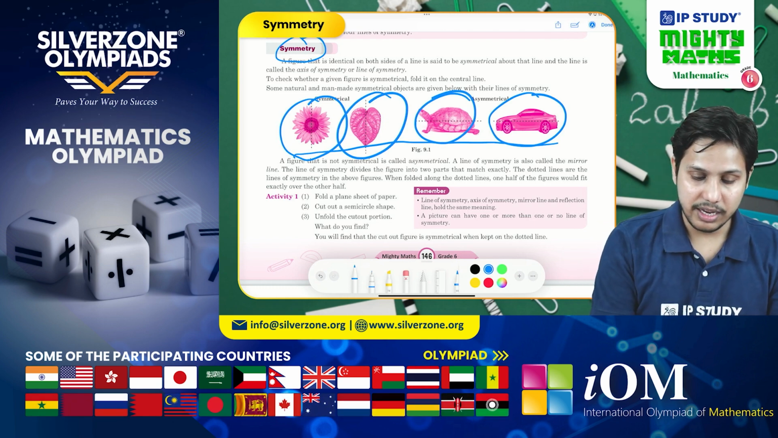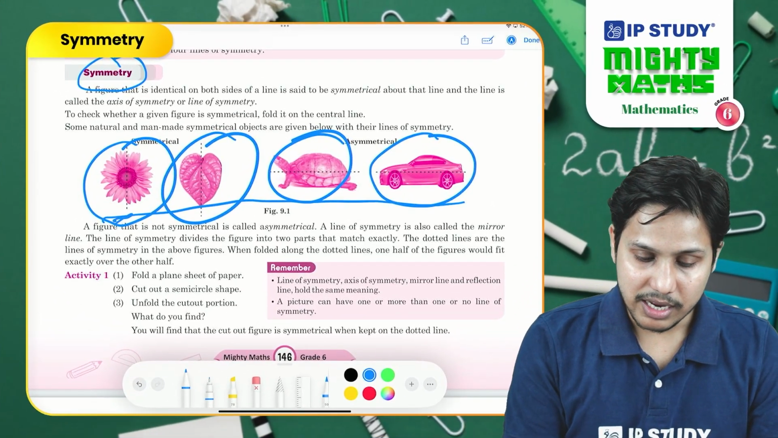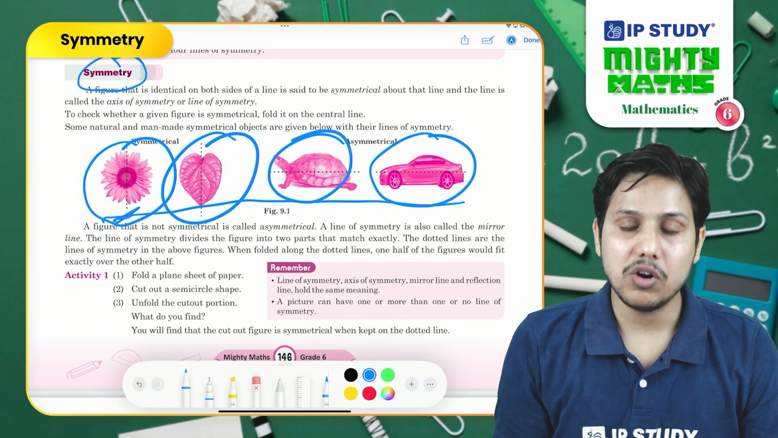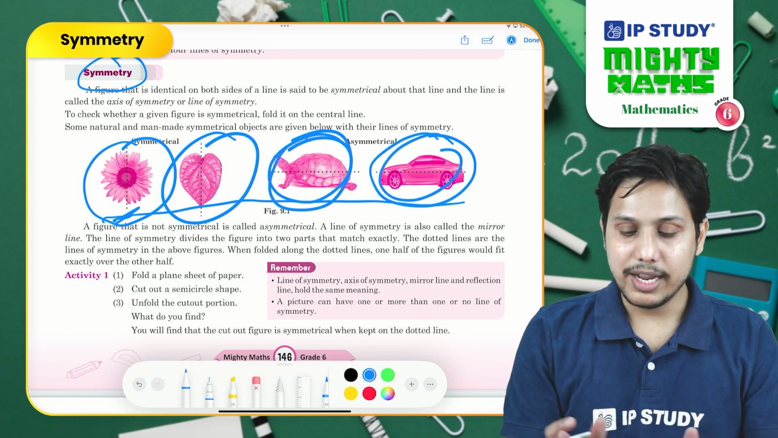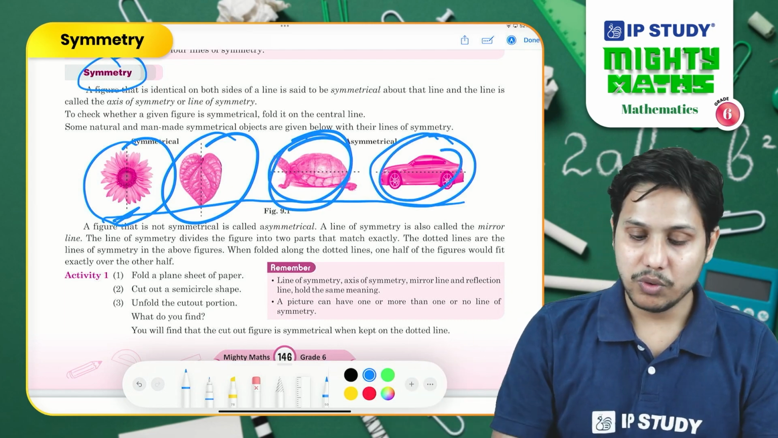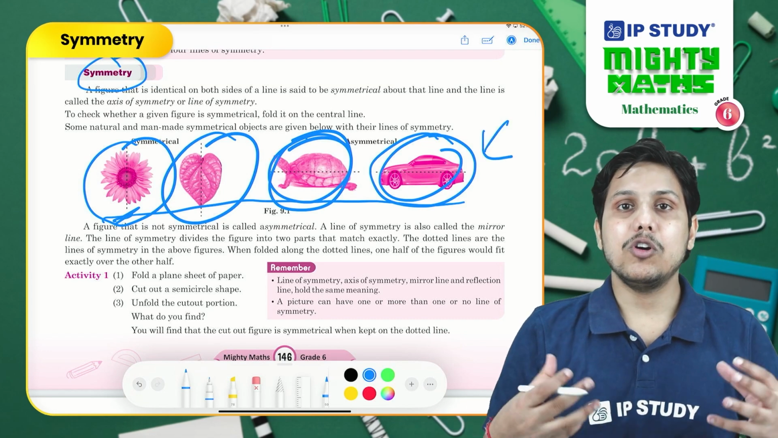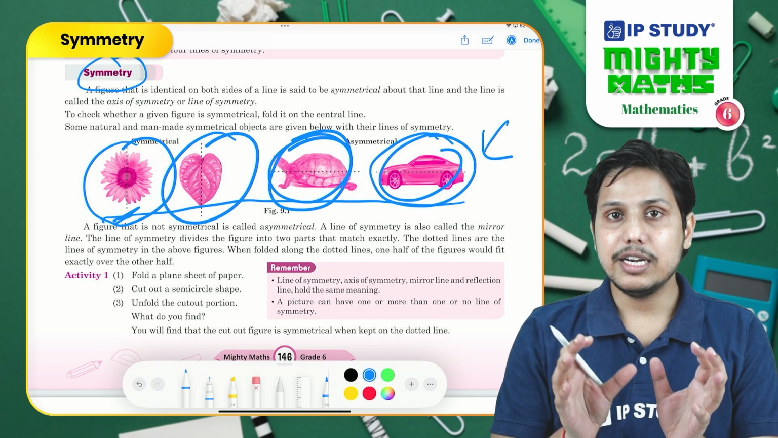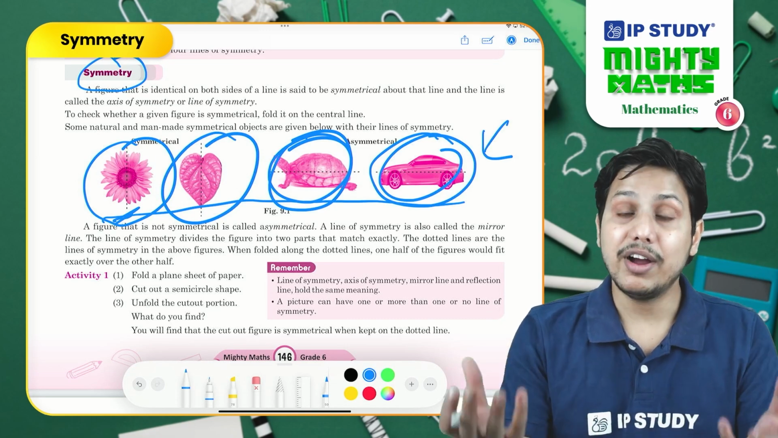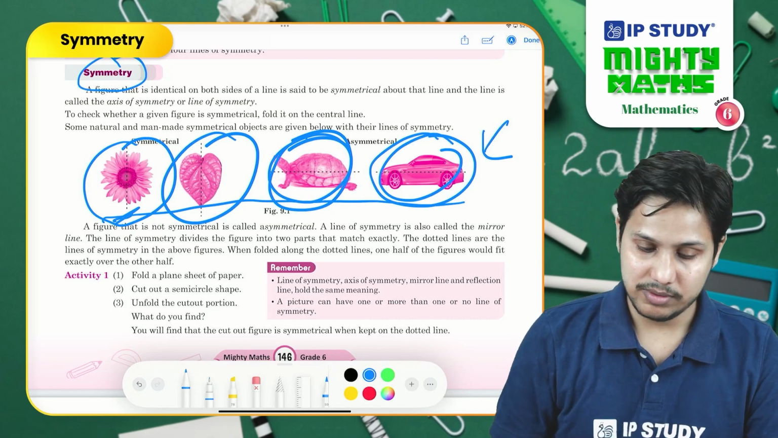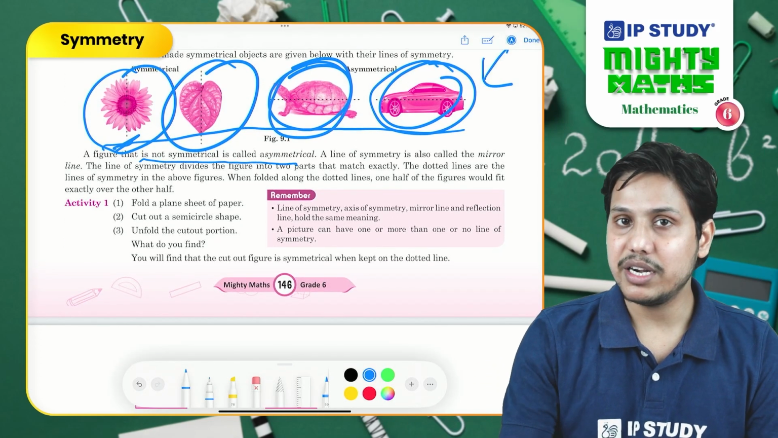Here the leaf and sunflower have been divided into two equal halves using the line of symmetry shown with a dotted line, but the tortoise and car cannot be divided into two equal halves, so we can't say that they possess symmetry. So for an object to possess symmetry, we have to be able to divide it into two equal halves. A figure that is not symmetrical is called an asymmetrical figure.